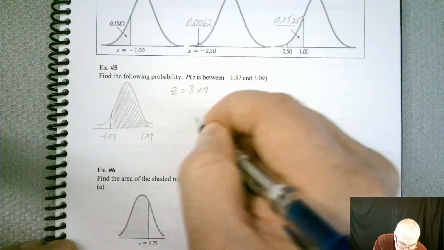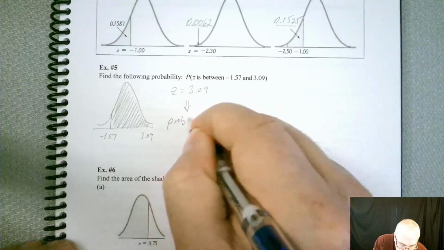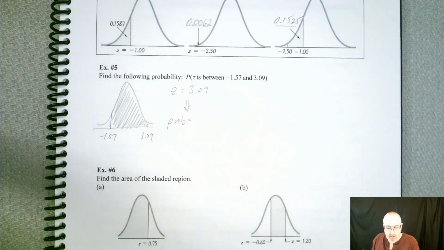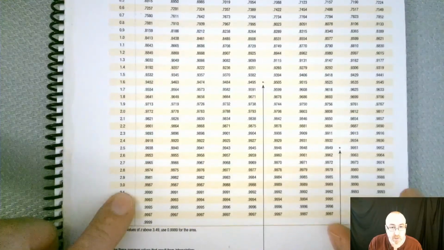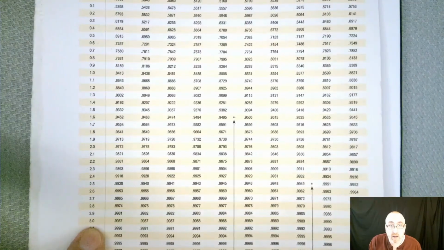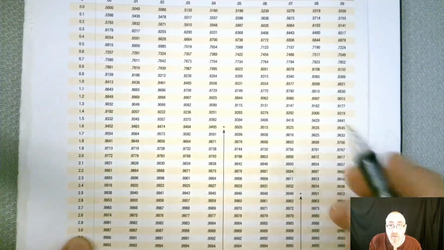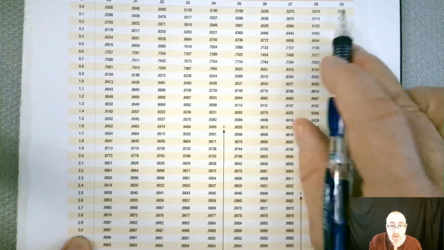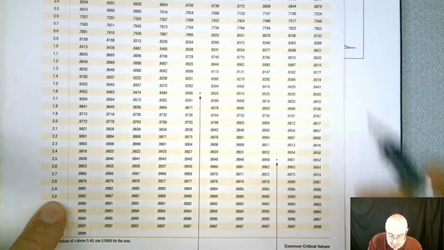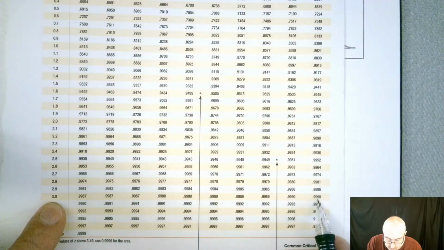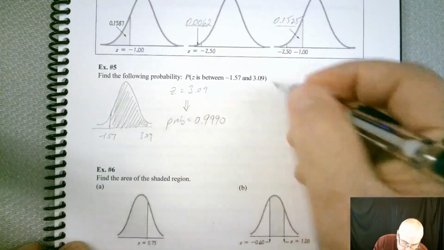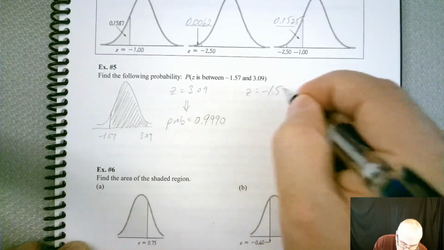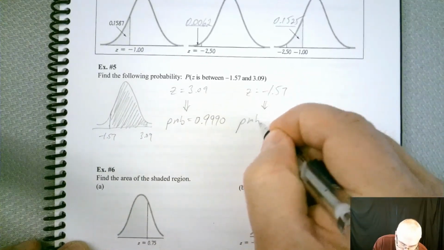So let's start with the positive one. So positive 3.09. So let's get our table. So 3.0 and 9 is way over at the end, the very last column. So we got to cross-reference those, make sure you can see them. So it looks like 0.9990.